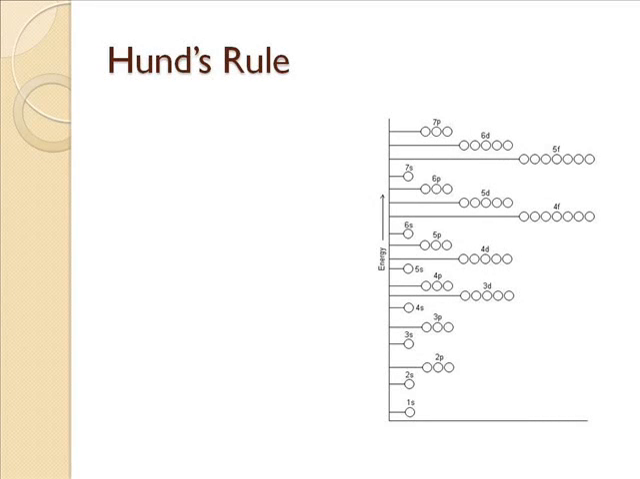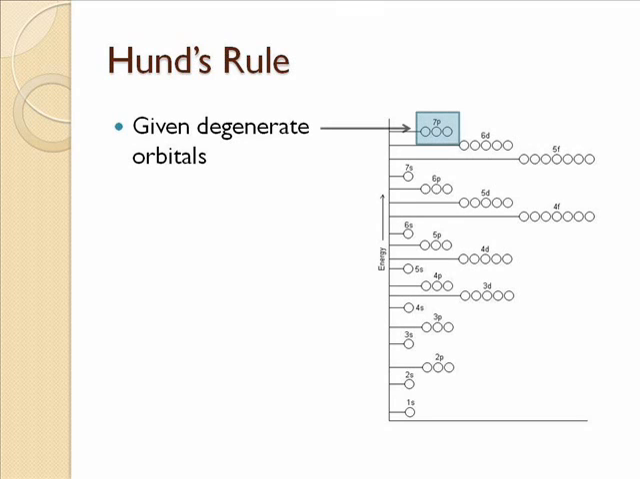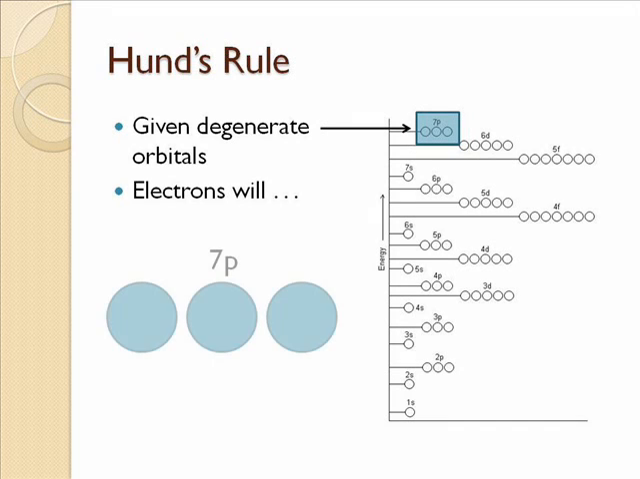Finally, we have Hund's rule. Hund's rule applies to sublevels that have more than one orbital. Orbitals in the same sublevel are considered to be degenerate, of the same energy. According to Hund's rule, as the electrons fill degenerate orbitals, they will occupy each orbital singly first, with parallel spins.